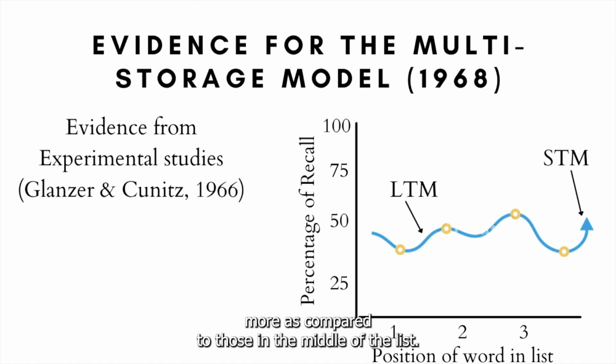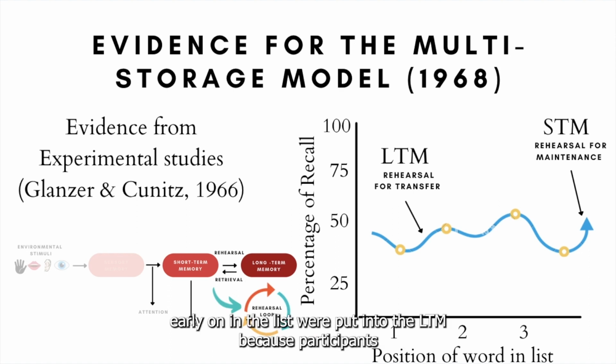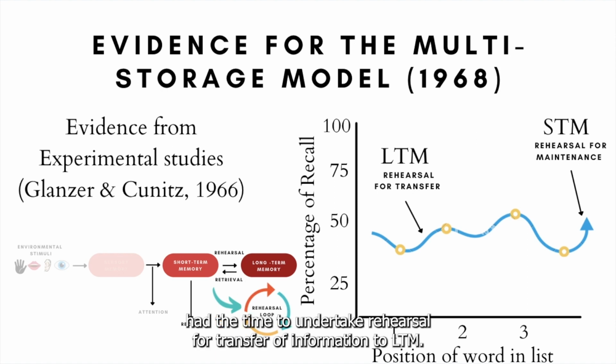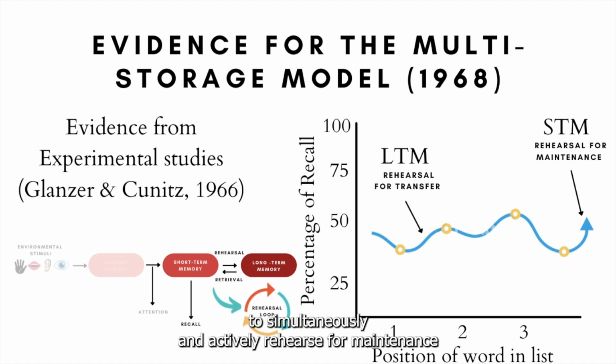These results supported the existence of separate LTM and STM stores. The explanation being that the words early in the list were put in the LTM because the participants had time to undertake rehearsal for transfer of information to the LTM, while the words at the end went to the STM as they had time to simultaneously and actively rehearse for maintenance in the STM.